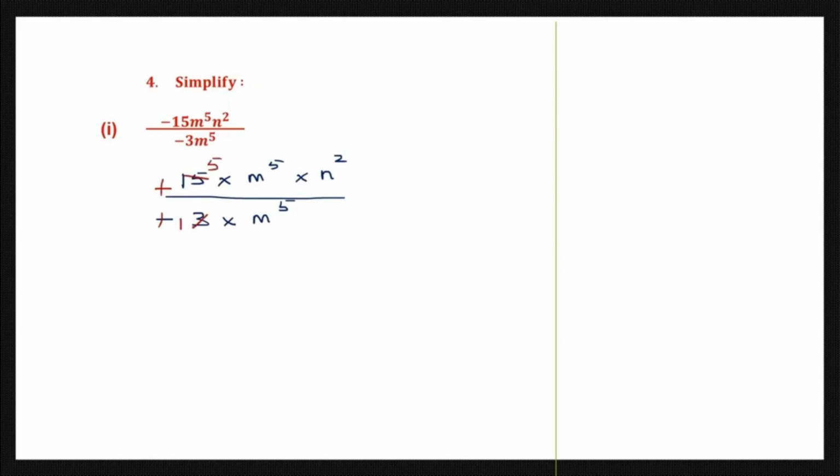So now what do we have? 5 into m to the power of 5 minus, I can take this 5 up, 5 minus 5 into n to the power of 2. So there's no more n, so I leave it as n to the power of 2 by 1.